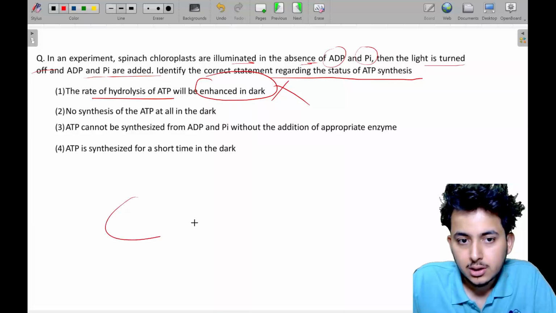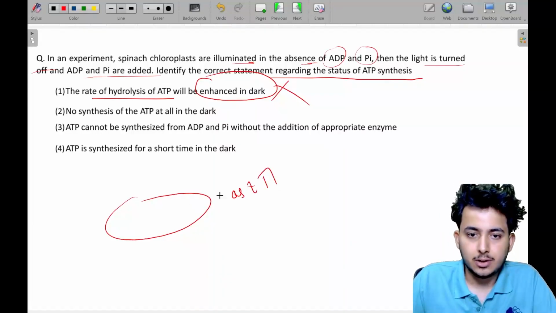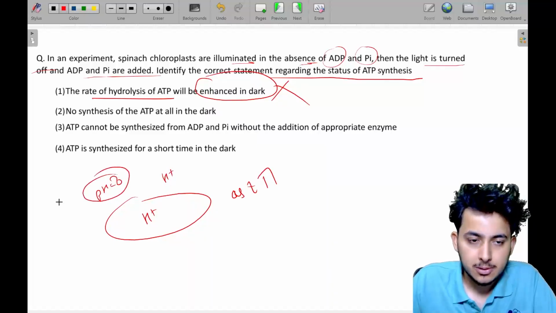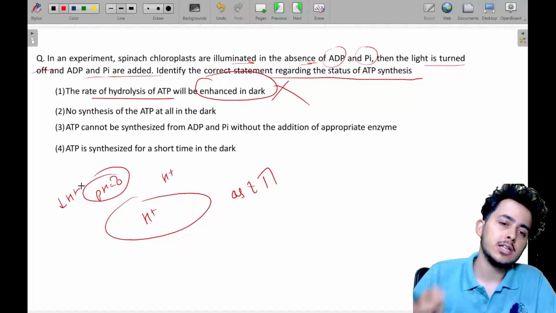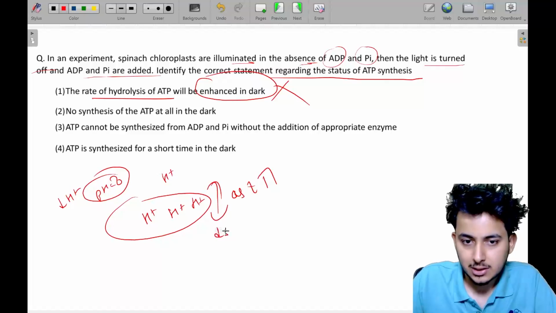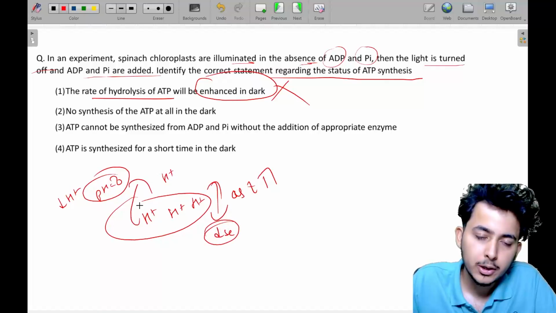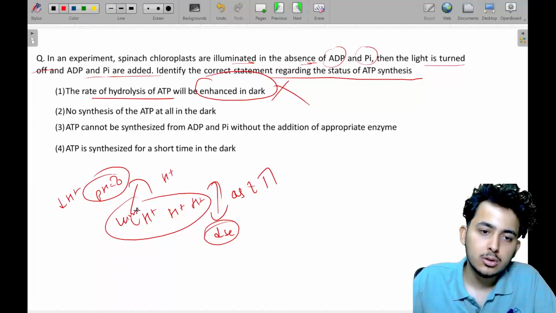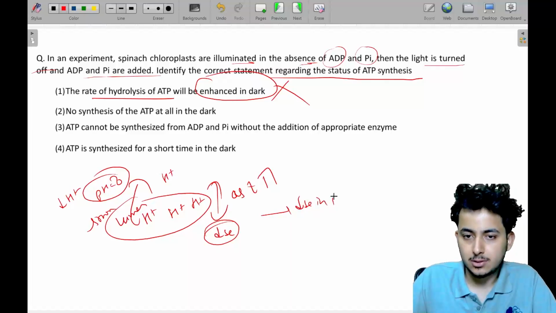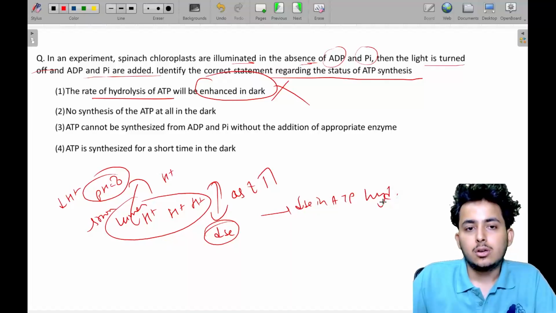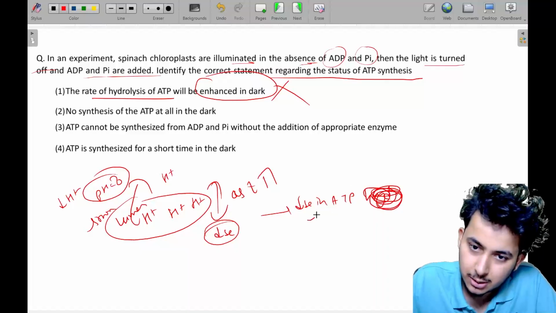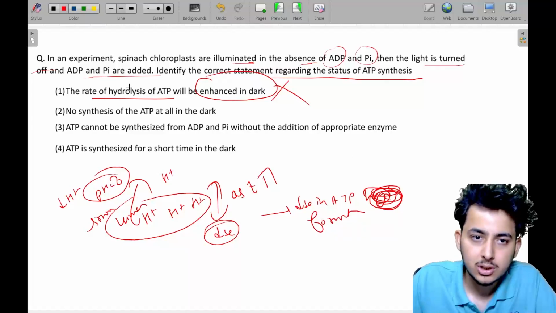No, because as time increases, what will happen? This concentration gradient that is formed, because in the buffer of pH 8 the H+ ion concentration was less, but there were some H+ ions present. So with time this concentration gradient will decrease. And as the concentration gradient decreases, the movement of protons from the lumen to the stroma will decrease, and it will lead to a decrease in ATP hydrolysis, not an increase. So first, there will be a decrease in ATP formation also. So the option is wrong anyway.